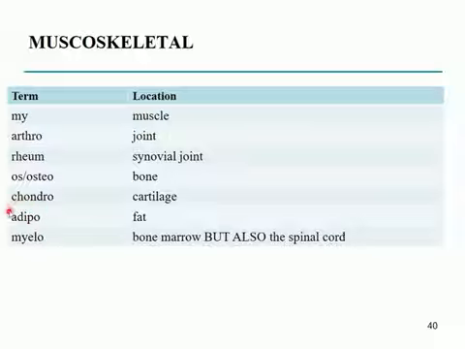Adipo relates to fat, which you'll find not just in the musculoskeletal system, but in other parts of the body. And myelo. Myelo is a really confusing one. It's used for two quite different things. So for the bone marrow, you can use myelo. And an example of this is a thing called myelodysplastic syndrome, which is where the bone marrow isn't working properly. But it's also used when we talk about the spinal cord.